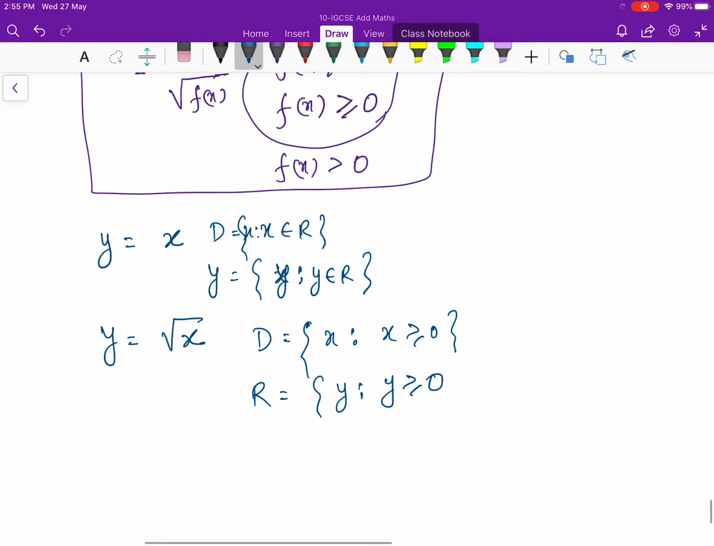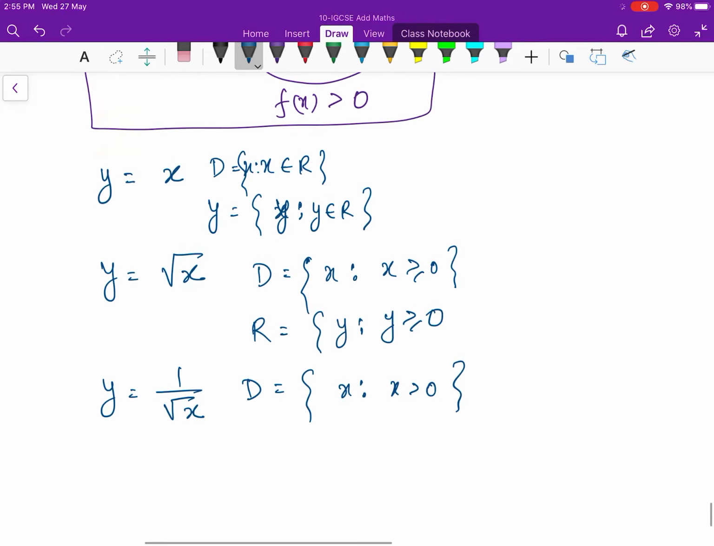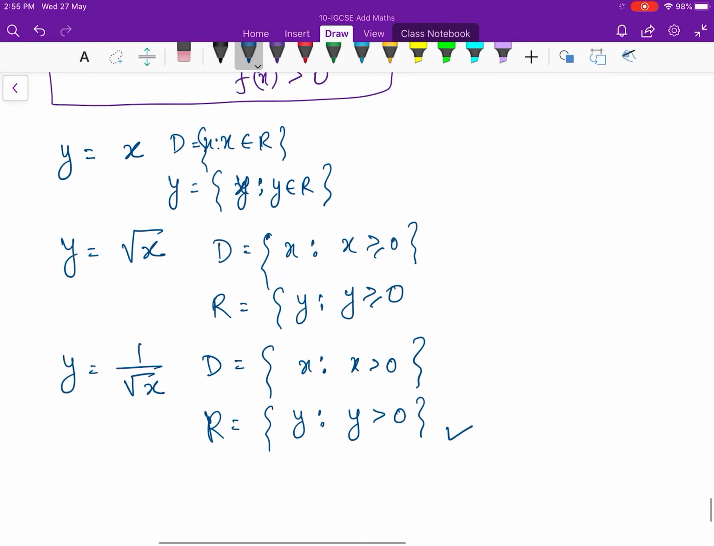Let's take y is equal to 1 by root x. So the domain here is x such that x is greater than 0, and what will be the range? In this case the range will always be greater than 0 because it cannot be equal to 0, and the output of a square root is positive. So y will be greater than 0.